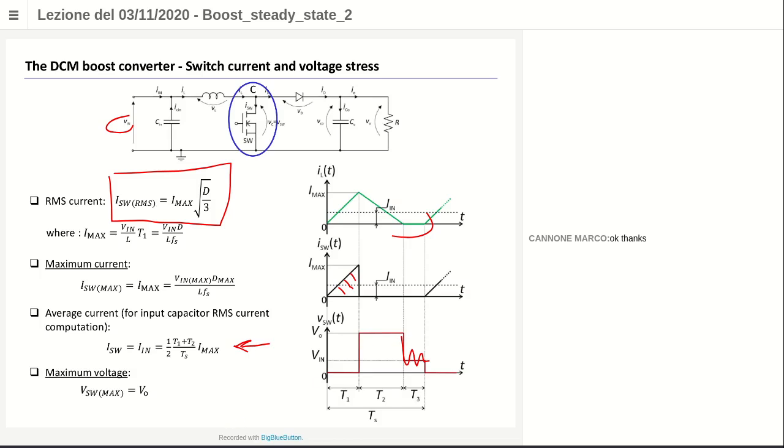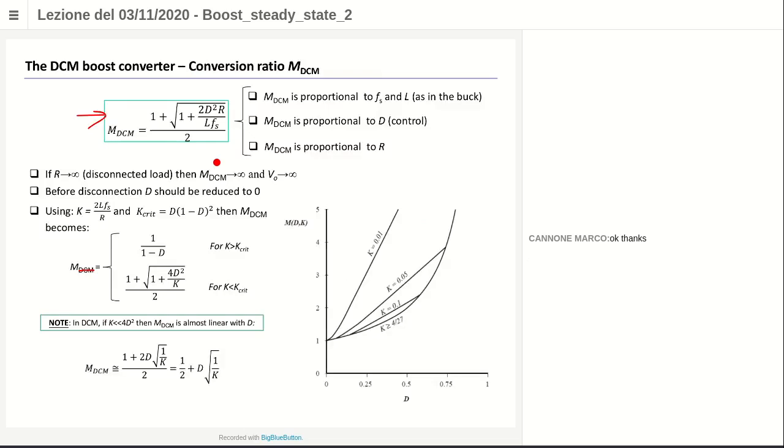There is another important thing that happens. This comes to my mind because I talked about the lab. Look at this expression here, M. What happens depends on R. What do you think could happen if R increases, for example, if you are disconnecting the load, so R becomes infinite? If R becomes infinite, M becomes infinite. M becoming infinite means that V0 becomes infinite. So the output voltage diverges.